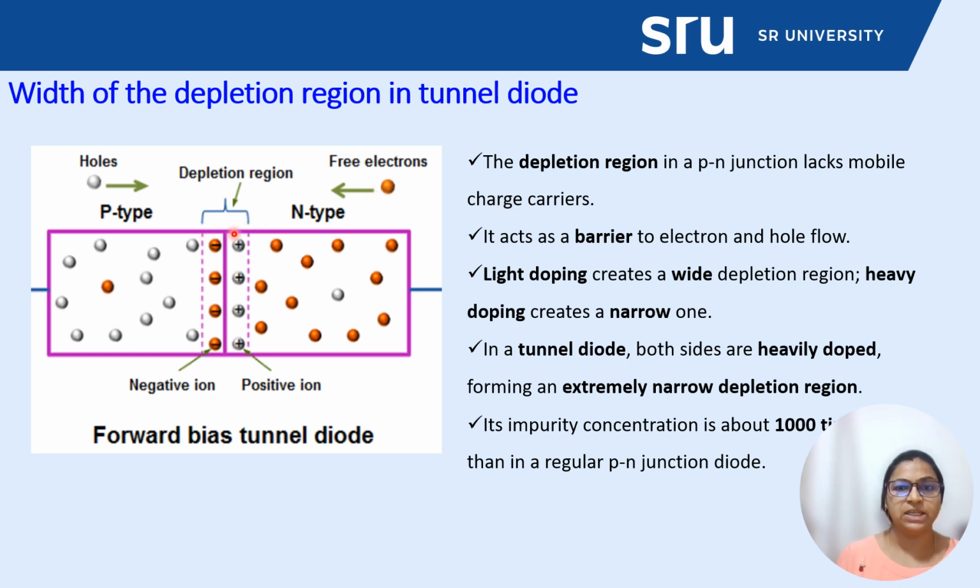The depletion region in a PN junction lacks mobile charge carriers. It acts as a barrier to electron and hole flow, and the width of the depletion region depends basically on the number of impurities added. We know that impurities are the atoms introduced into the P or N type semiconductor to increase the electrical conductivity. So the purpose of doping is nothing but increasing the electrical conductivity.